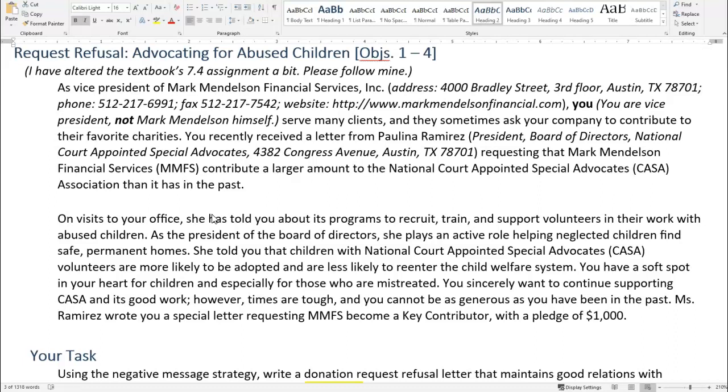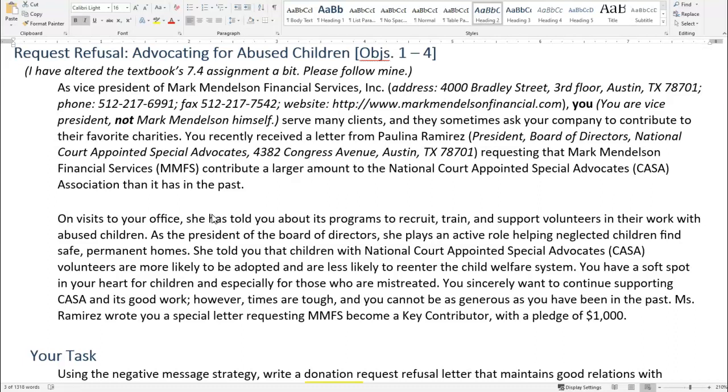Now she is asking you to contribute more money than you have contributed in the past to her organization. She's not really asking you, she's asking for your company. She wants Mark Mendelson Financial Services to contribute, but you are the vice president, and she knows you because you are your company, or Mark Mendelson is her financial advisor. It's her actual financial advisor. So keep that in mind. Your company is the one that handles her retirement and her investments and all that.